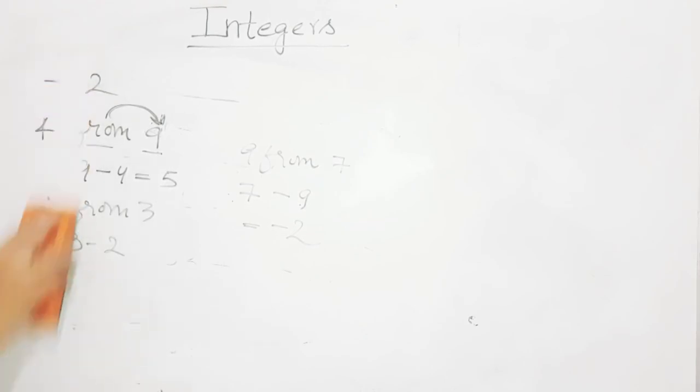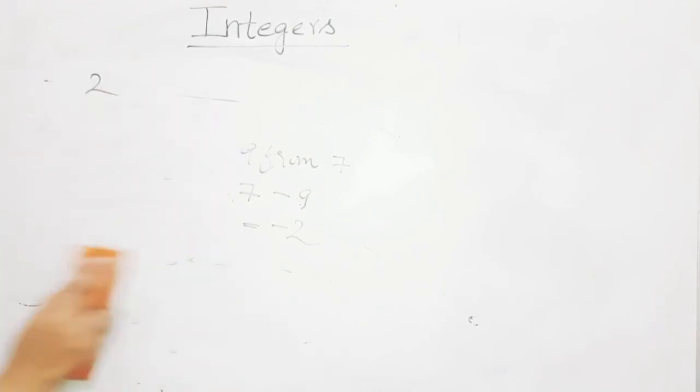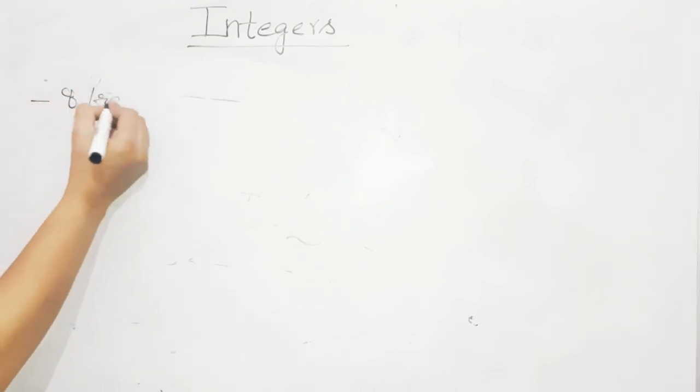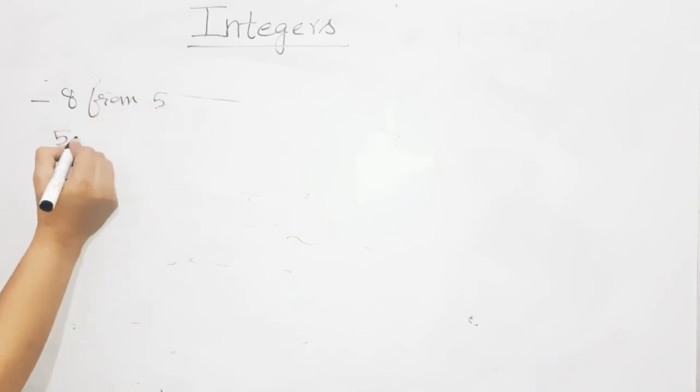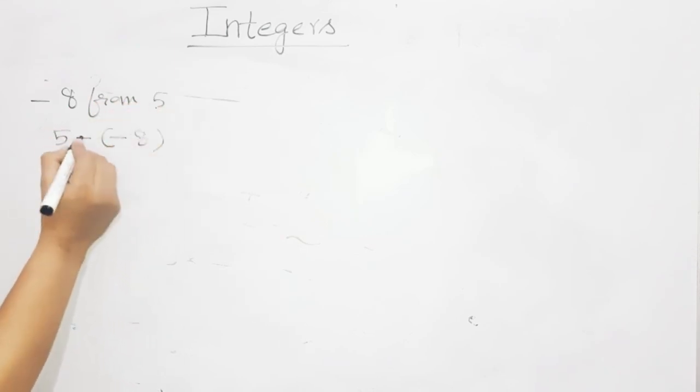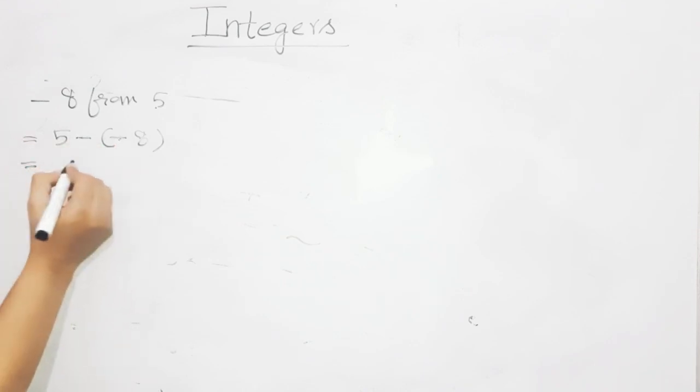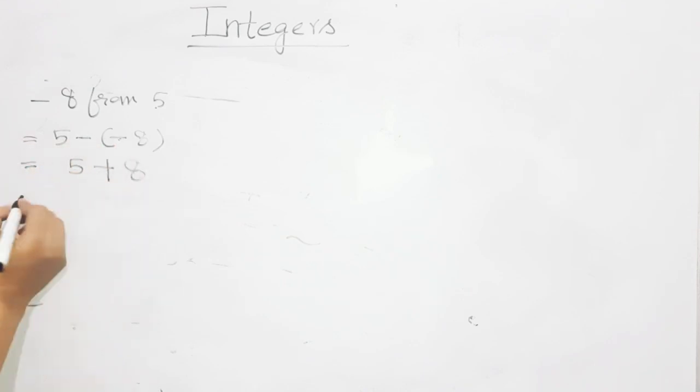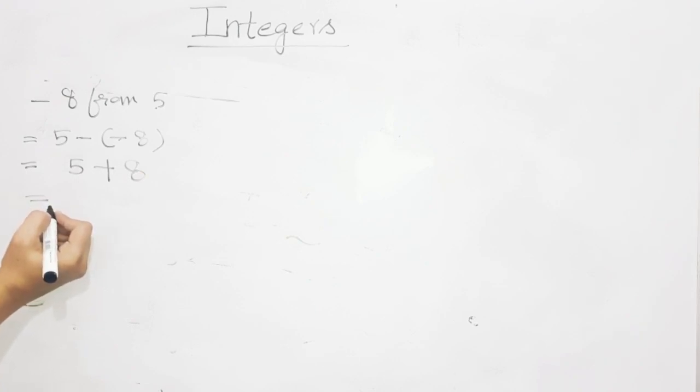अभी थोड़े से एग्जाम्पल्स और ले लेते हैं. So if we want to subtract -8 from 5, right? -8 from 5. तो फ्रॉम के बाद वाला पहले आएगा, 5 minus -8, and minus minus. Reply your answers in the comment section. Minus minus is plus. So 5 plus 8 is 13. So this is how the subtraction of integers proceed.